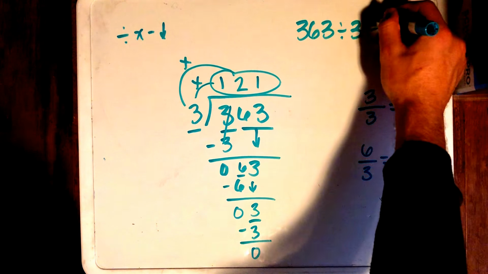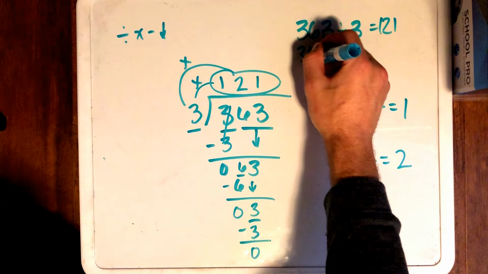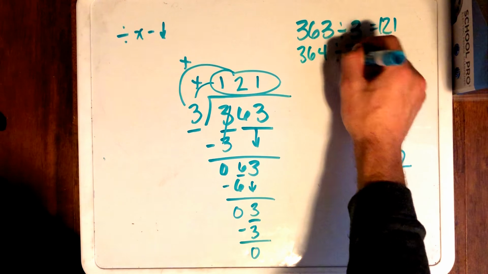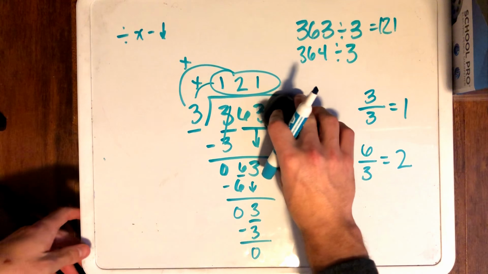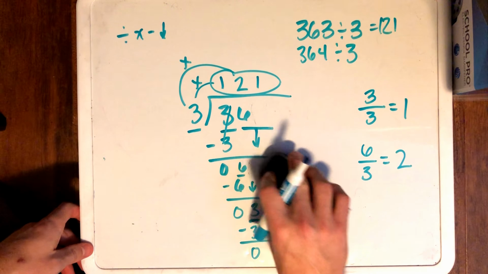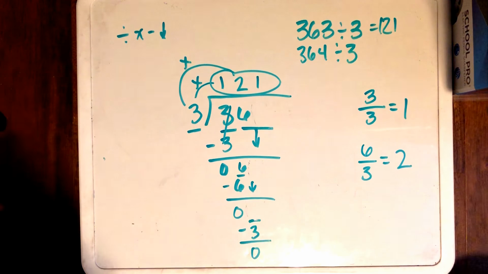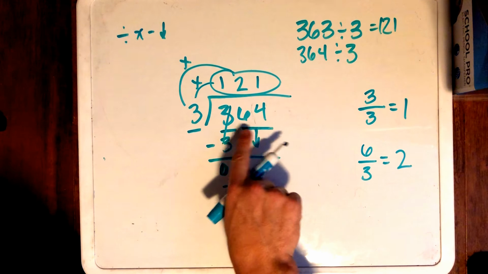Now what if I asked you to do 364 divided by 3? It would look very, very similar. I almost erased with my finger, guys, don't do that. The only difference would be, in this case, that we're doing 364 divided by 3, so we would change our dividend here.